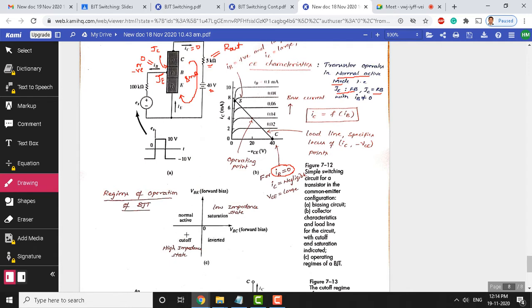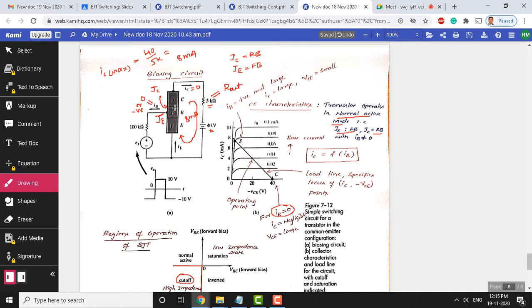This graph also tells you the various regions of operation. We are now specifically looking into the cutoff region. Cutoff region means the emitter base junction is reverse biased. So we are on this line, the line where the emitter base junction is reverse biased, and the collector base junction is also reverse biased. This region of operation is nothing but the cutoff region. In the cutoff region, there is no base current, and the collector current is also 0. So the entire voltage appears across the collector base junction here. So 40 volts appears across this.